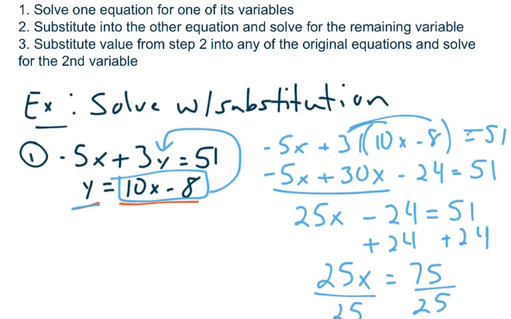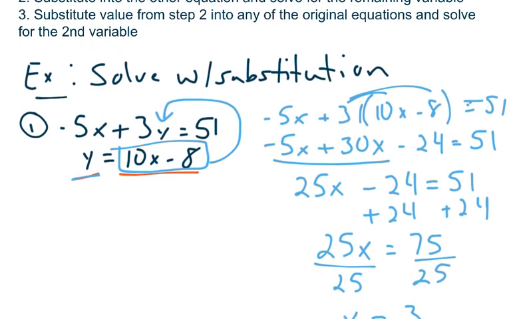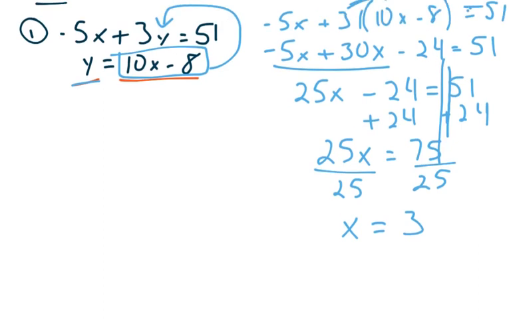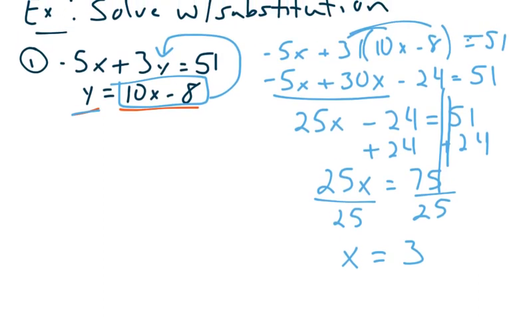Step number 3, substitute the value from step 2 into any of the original equations and solve for the second variable. Okay, let me see if I can, whoops, I'm drawing some extra lines here. Like I said, practicing. Let me slide the problem back up. Now, step 3, we're going to take our answer from step 2, x equals 3. We can substitute it into either equation.